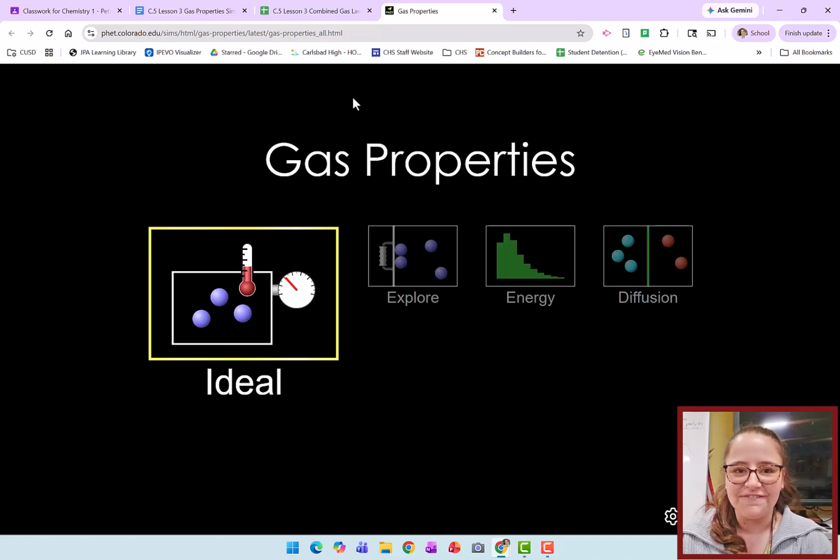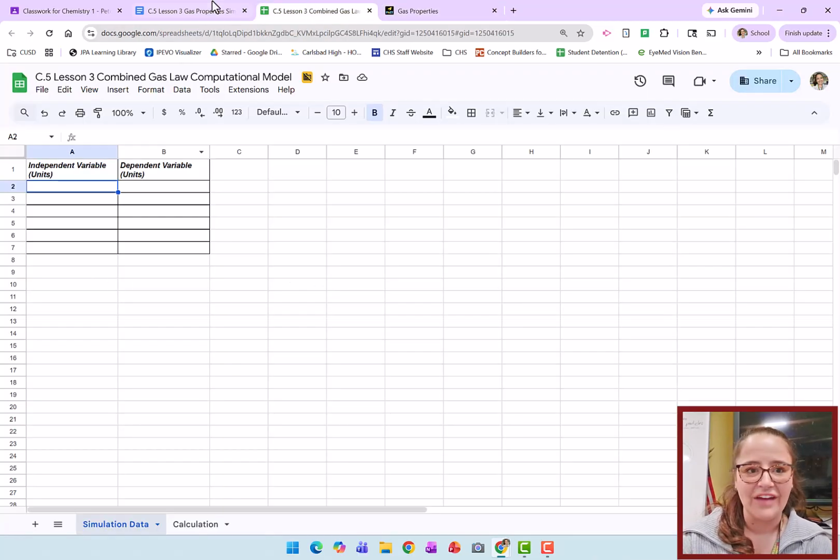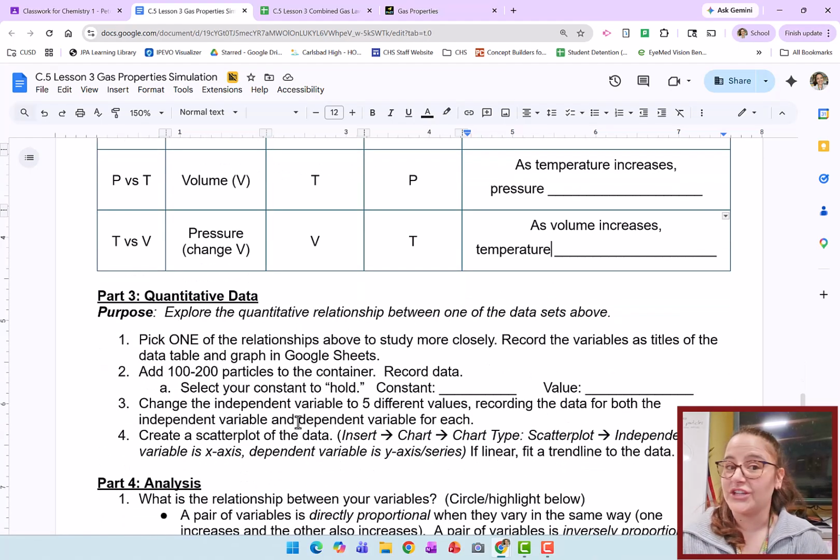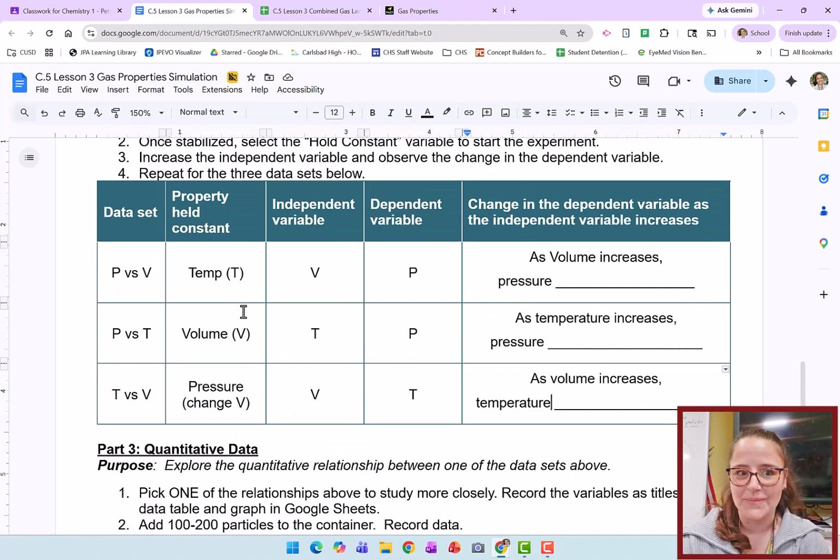We're going to be using a PhET simulation to graph the relationships between volume, temperature, and pressure, depending on which data set you want to look at. So this is part 3 of our gas properties simulation, the quantitative data. If you need help on that in the graph, here's what we're going to do.